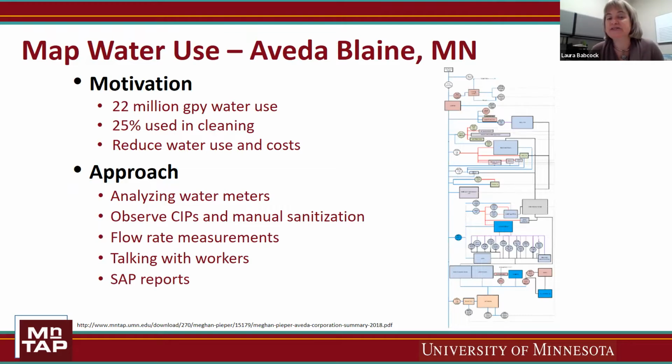So mapping, here's an example of mapping water use at an Aveda plant in Blaine, Minnesota. They used 22 million gallons per year of water, and they knew from a rudimentary balance that they used about 25% of this water in their cleaning operations. And they wanted to reduce water use and cost.